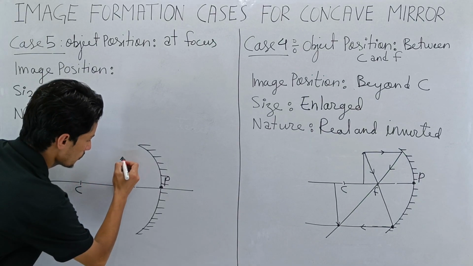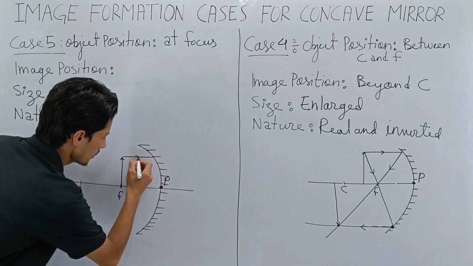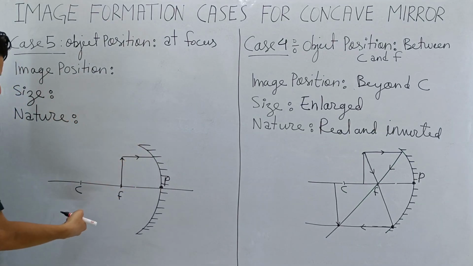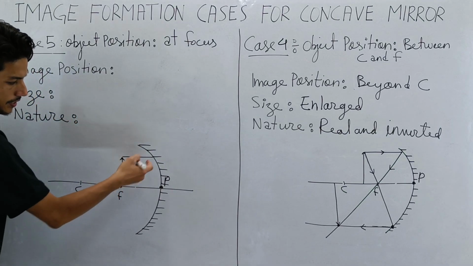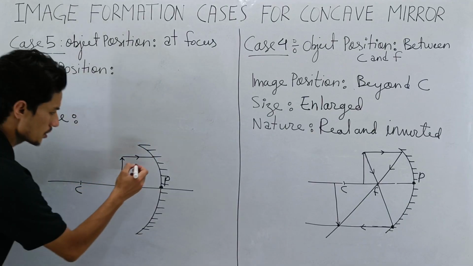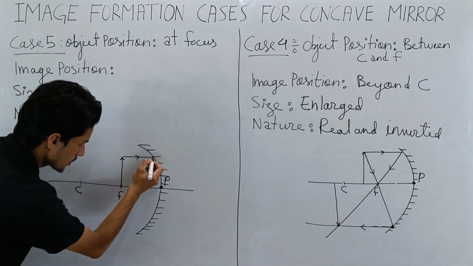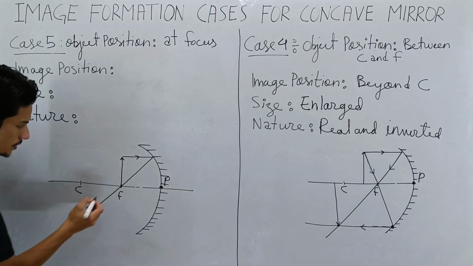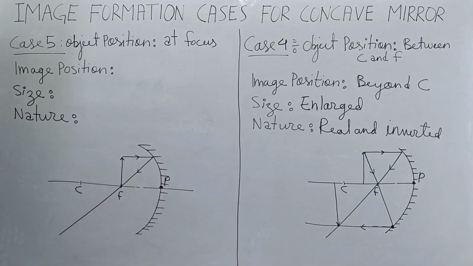Ray number 1 will follow rule number 1. Rule number 1: incident ray travels parallel to principal axis. You know what happens to this ray? After reflection, it will pass through focus. So this is the reflected ray passing through focus.